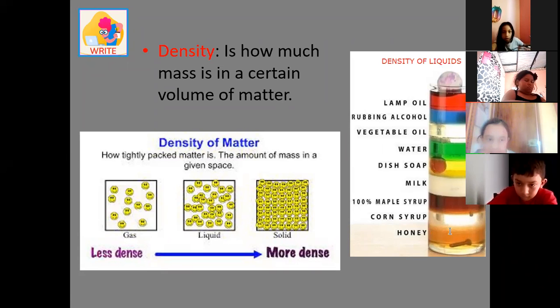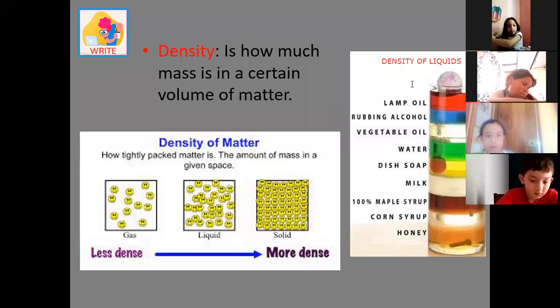And okay, the liquid at the base is honey. Why? Because honey is the denser liquid. Es el líquido más denso. So it's the heavier. It's the liquid that has more matter. More matter.